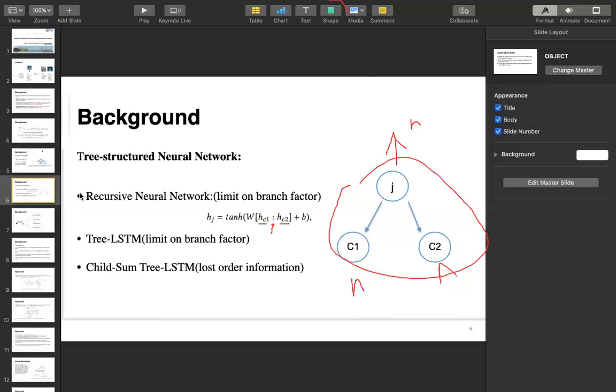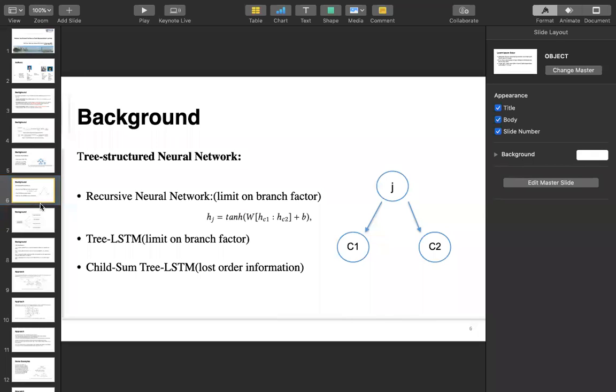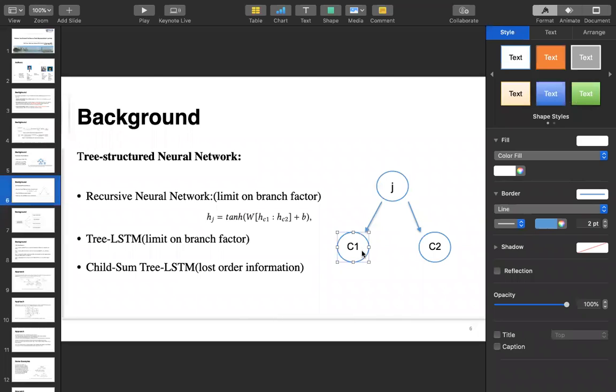My computer has stopped. Let me... Why? I can hear your voice smoothly, but I cannot move to the next slide. You cannot move? Maybe I stop share. Okay, sure. Oh wow, yeah. Oh no, I can. Let me stop share. Okay.